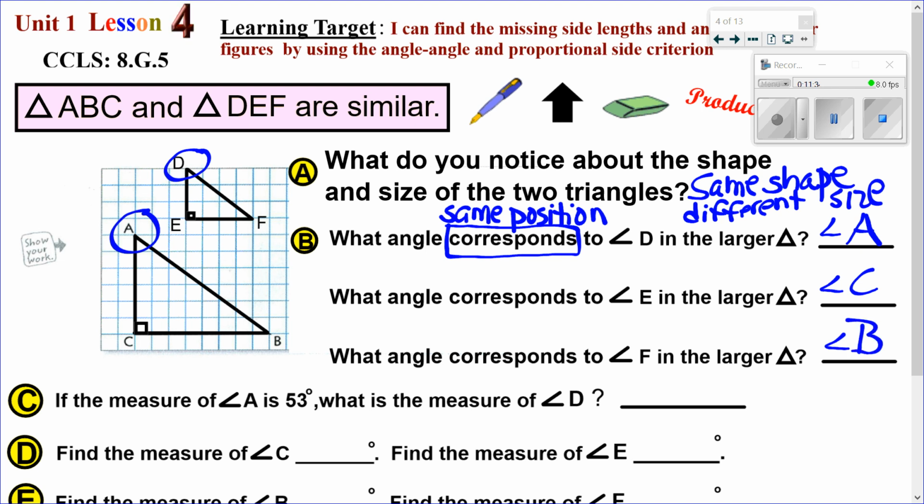Now, they said that the measure of angle A is 53 degrees. What is the measure of angle D? Well, because we know that they are in the same position, even though the triangles are different sizes, the corresponding angles are congruent, which means equal. So what is the measure of angle D? It is going to be 53 degrees. Let's find the measure for angle C. Well, we see the little box.